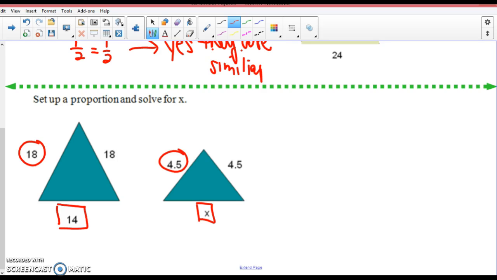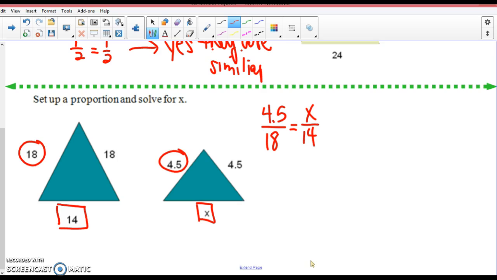Let me tell you something. You can set these proportions up multiple ways. I could set it up this way: 4.5 over 18 is the same as, what would the other side of the proportion be? If I did 4.5 to 18, what would the other proportion be? X over 14.